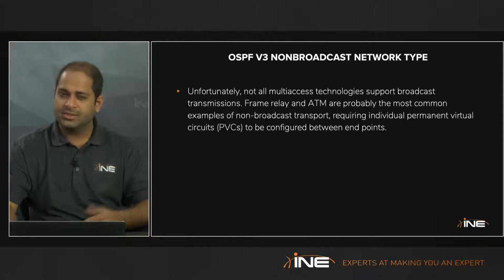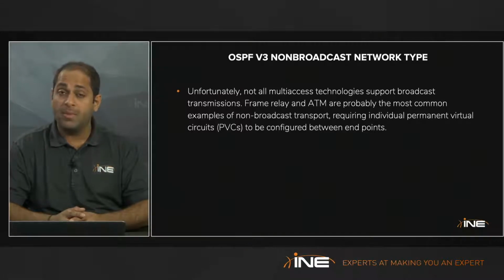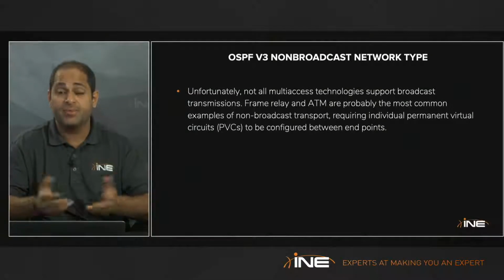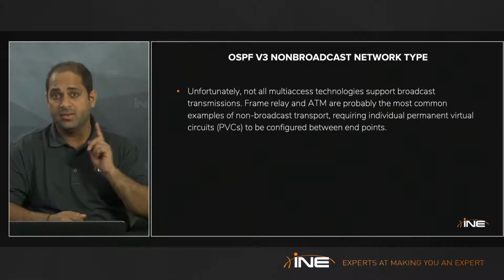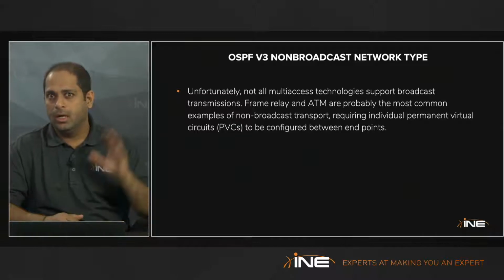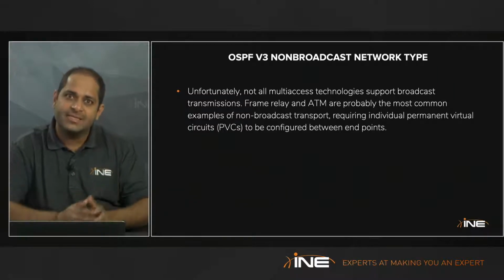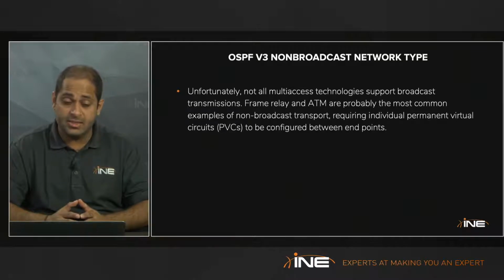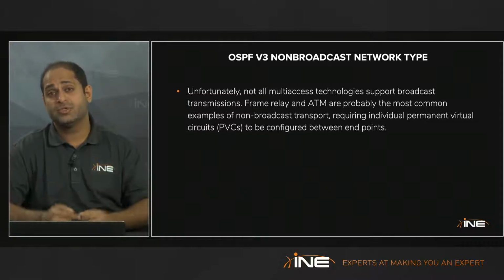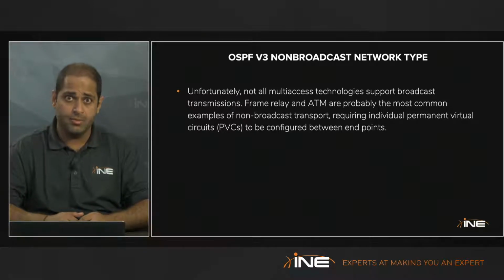The next network type is non-broadcast. So unfortunately, not all multi-access technologies support broadcast, for example, frame relay or ATM. They don't support broadcast. So in that case, how do I establish my OSPF version 3 neighborship? Well, that can be done with manual neighborship. So in non-broadcast, we basically don't support broadcast or multicast on that segment. That basically means that when two routers want to communicate with each other, we need to send unicast to each other. So there's no multicast in a non-broadcast segment.